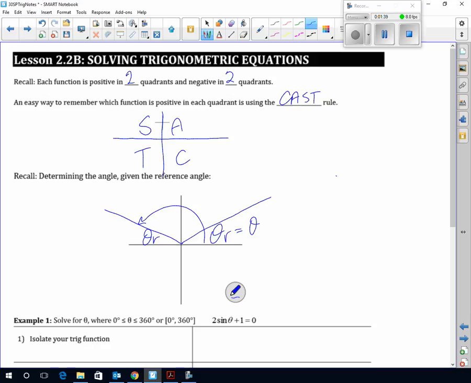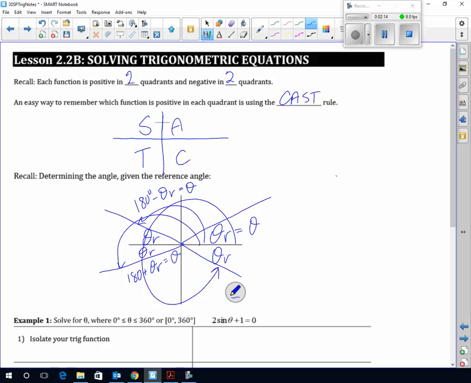How about if theta is in the third quadrant? How would I determine what that angle is? Yes, 180 plus the reference angle equals your related angle. And last but not least, how would I figure out the related angle in the fourth quadrant, meaning all the way around? 360 minus the reference angle gives me my related angle. Okay, so this is all review.